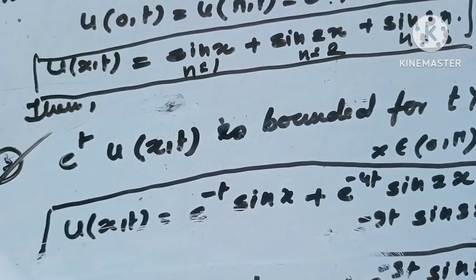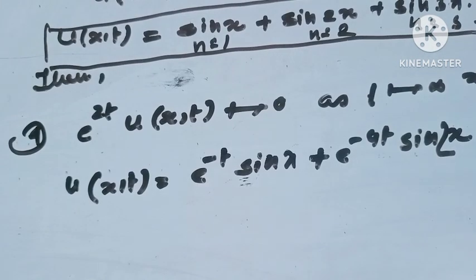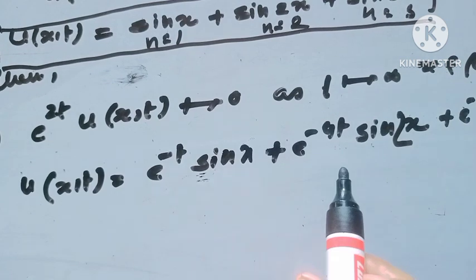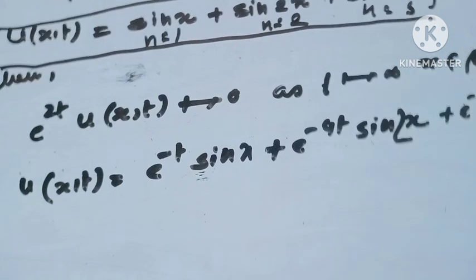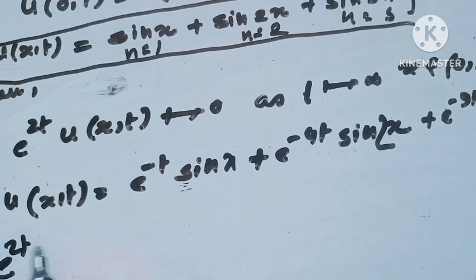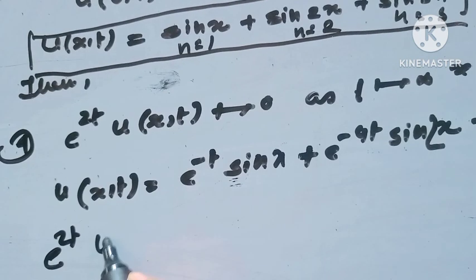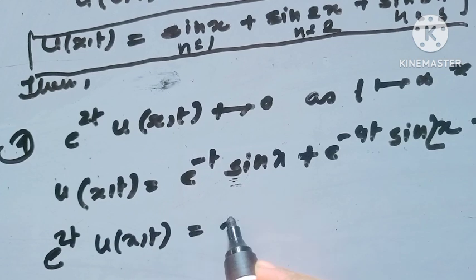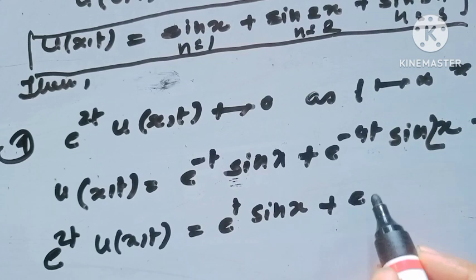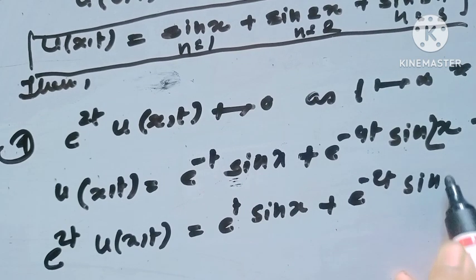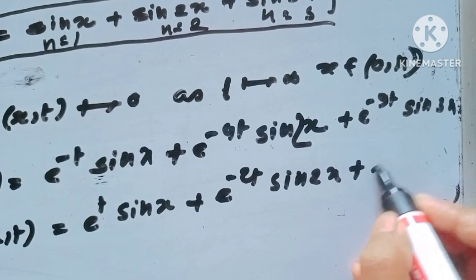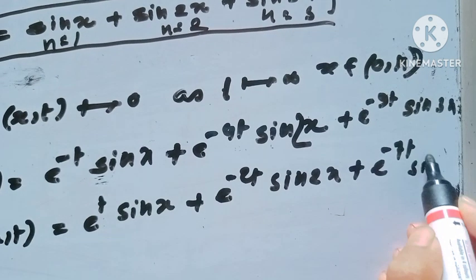And the fourth option implies e to the power 2t u(x,t) tends to 0 as t goes to infinity. u(x,t) equal to e to the power minus t sin x plus e to the power minus 4t sin 2x plus e to the power minus 9t sin 3x, and e to the power 2t u(x,t) means obviously this is equal to e to the power t sin x plus e to the power minus 2t sin 2x plus e to the power minus 7t sin 3x.